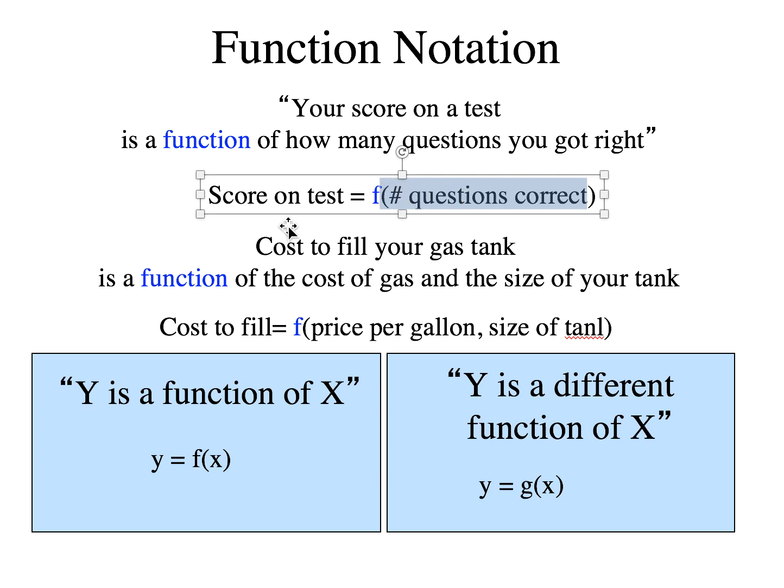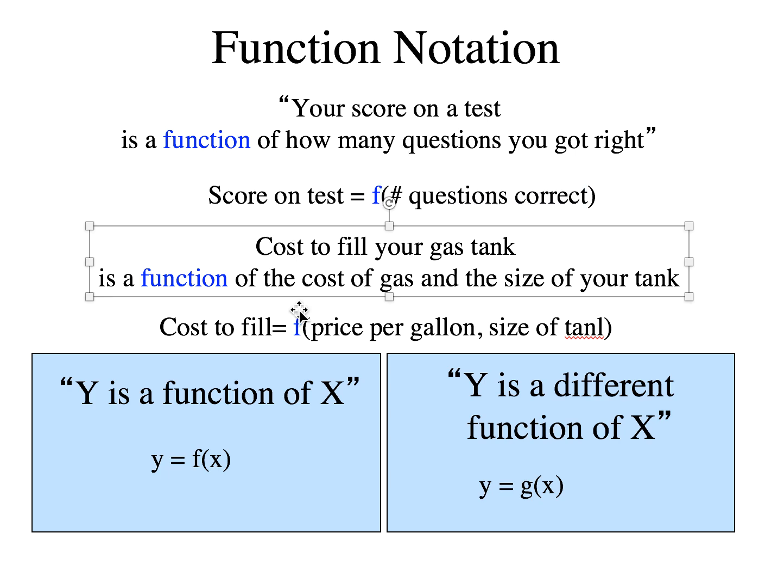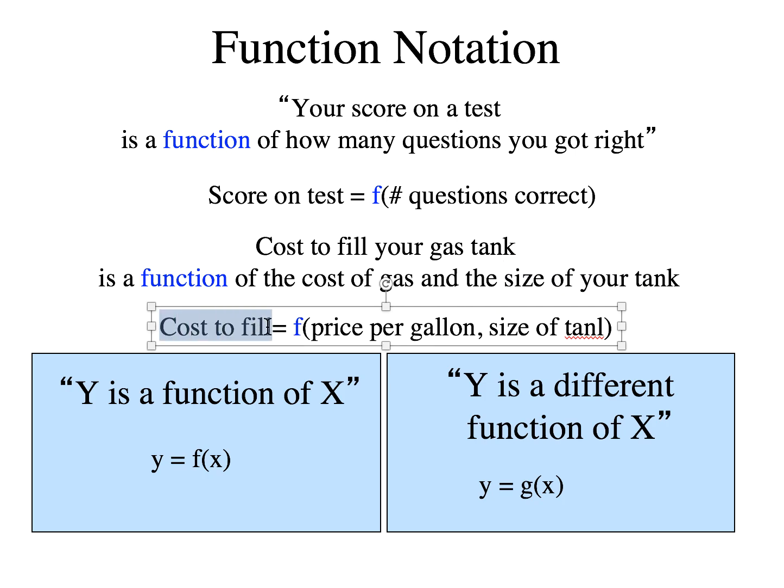Another example, if you think about going to put gas in your car. When you're old enough to have a car, you're going to have to pay for gas to go in it. And the cost to fill your gas tank is a function of two different things: how much a gallon of gas costs, and how big your tank is. So the way that we would write this using function notation is we would say the cost to fill your tank is, that's our equal sign, a function of two things, the price per gallon of gas and the size of your tank in gallons. Oops, sorry, that should be tank, not kennel.